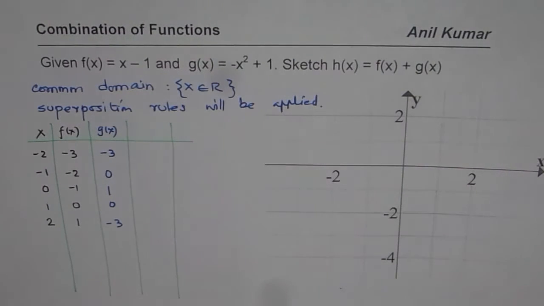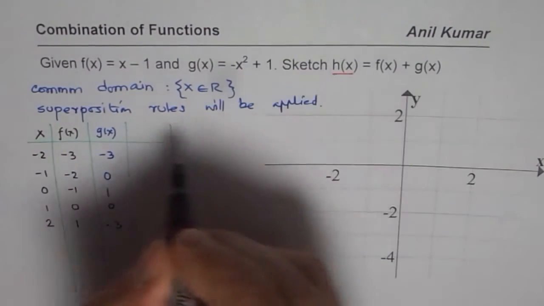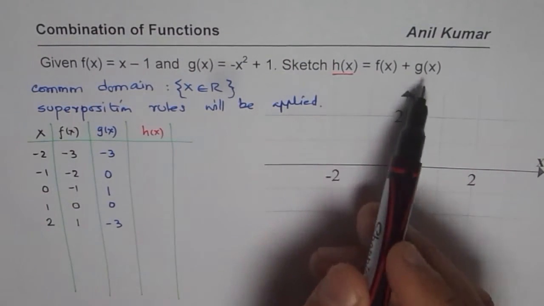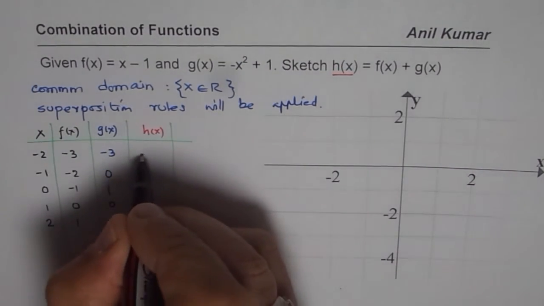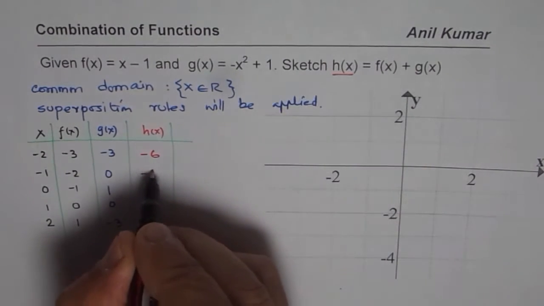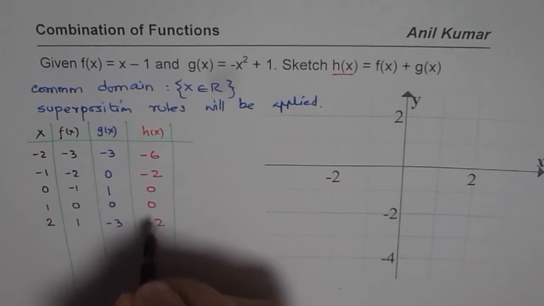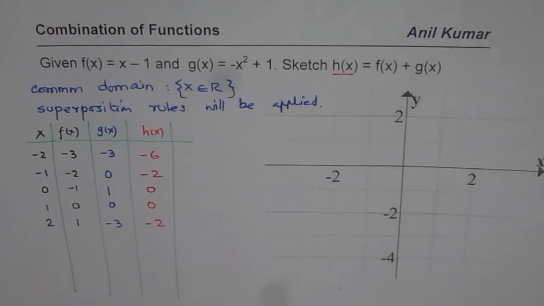Got it? And we'll use a different ink for the combination of the two functions, which is h of x for us. So h of x is the addition of these two, so let's add them up. You get minus 6 here. When you add them, you get minus 2, 0, 0 and minus 2. That is what you get. So if I plot these values, I get both the functions on the graph. How is this graph going to look?